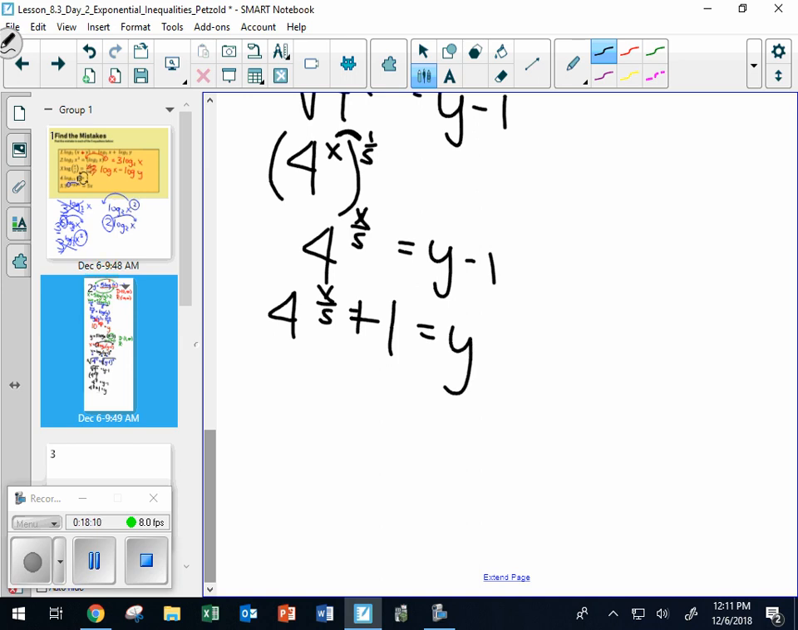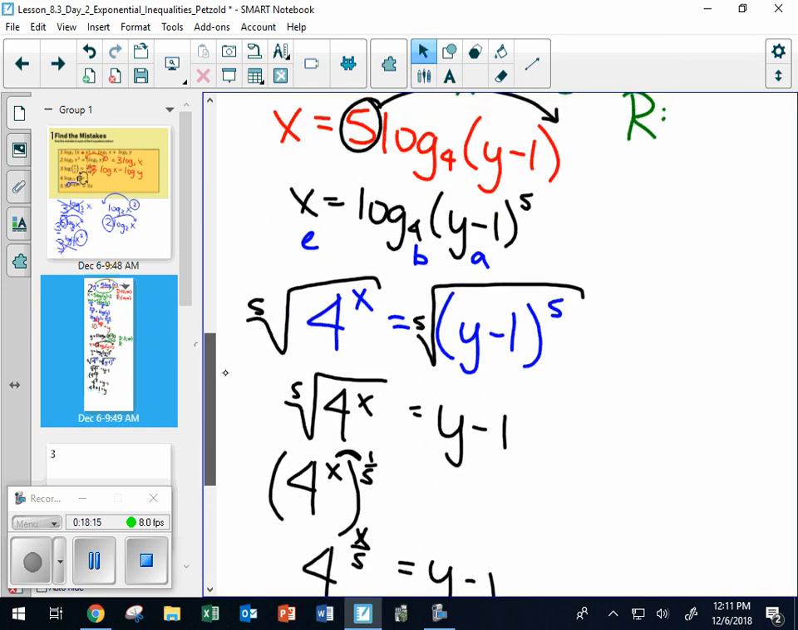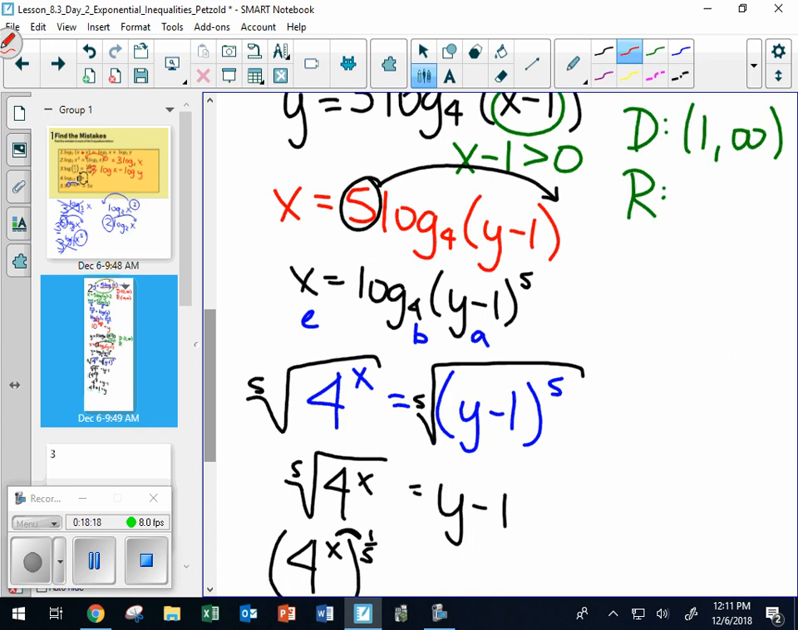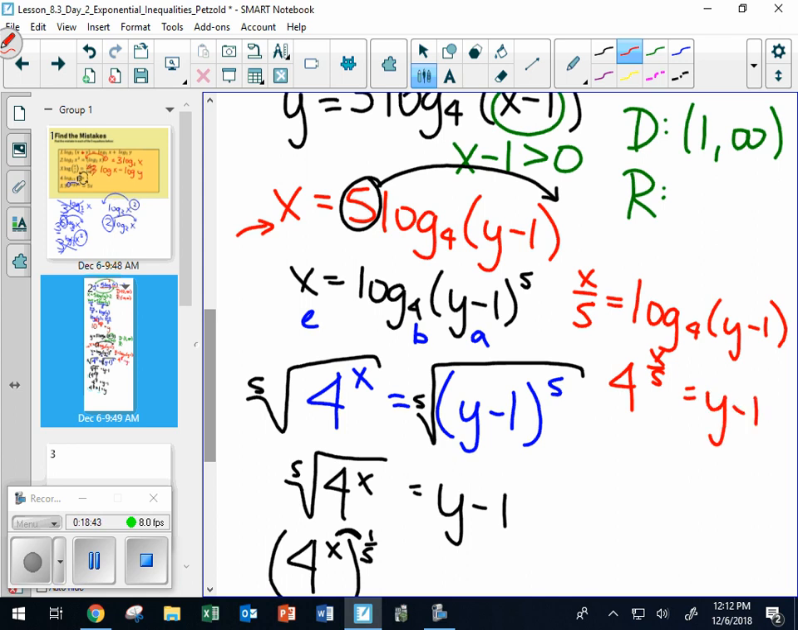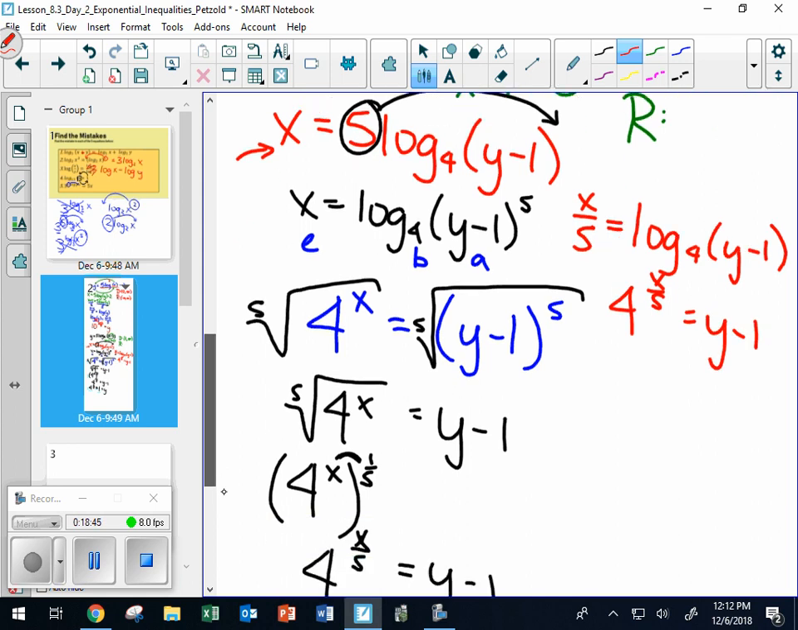So earlier there was a question about an earlier step, for instance this step right here: why didn't you just divide both sides by 5? For the people who divided both sides by 5, you ended up here with x over 5 is equal to log base 4 of y minus 1. And if we wanted to rewrite this in exponential form, you would have 4 to the x over 5 is equal to y minus 1. So did you end up with the same answer that we got down here?